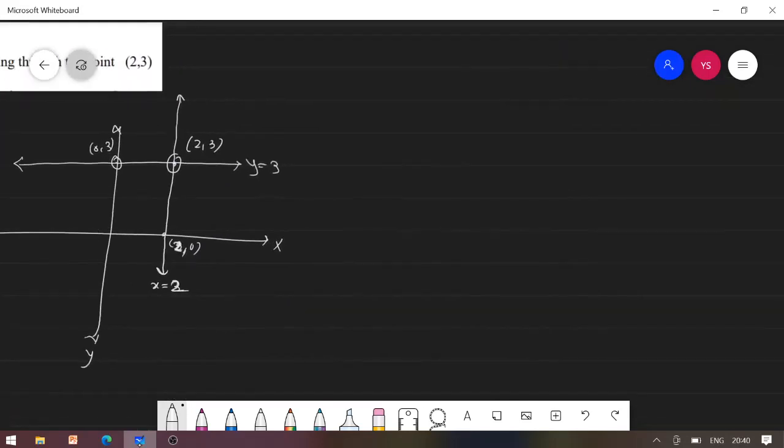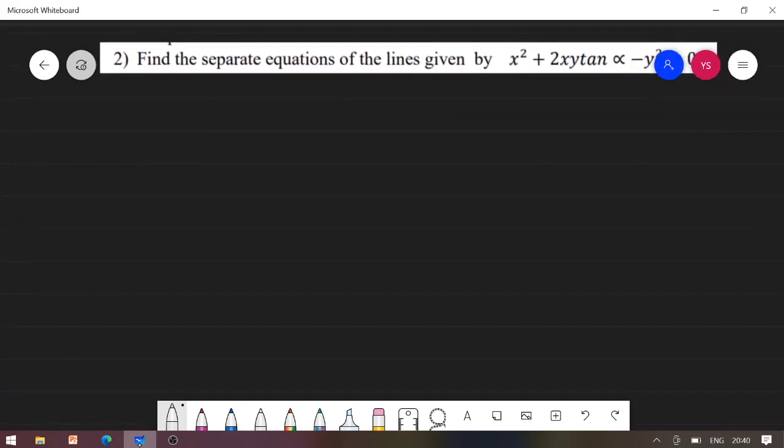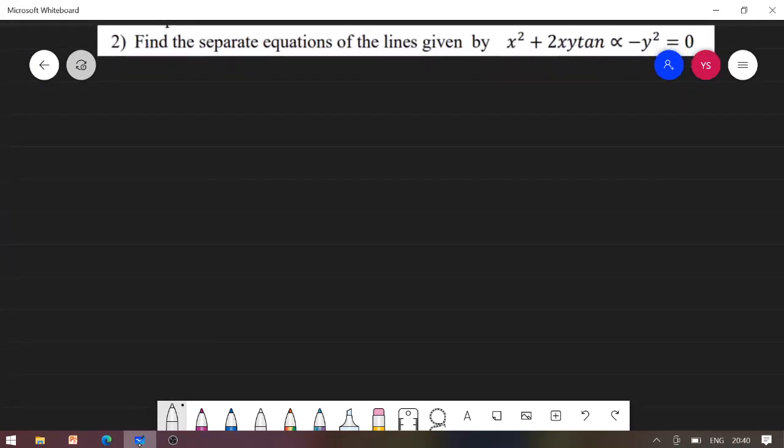Look at the next question. We are asked to find the separate equations of the lines given by x squared plus 2xy tan alpha minus y squared equals 0. So keep in mind we have the combined equation x squared plus 2 tan alpha xy minus y squared equals 0. It is a homogeneous equation of degree 2 in x and y.